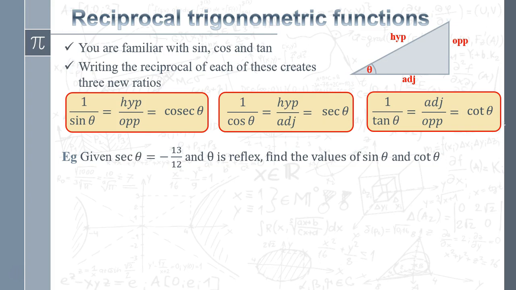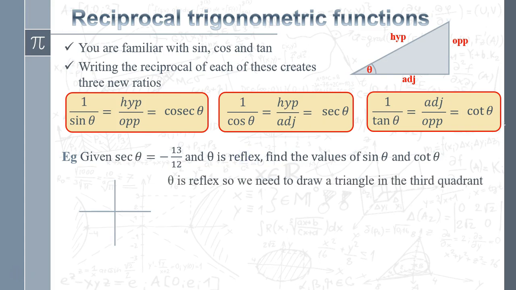Okay, a couple of ways of doing this, and you will see a different method a little bit later on. But for now, I'm going to stick to my personal favourite. Any time I've got a ratio given to me as a fraction, I draw myself a little sketch of the triangle. In this case, theta is reflex, so we need to be in the third quadrant. And I know it's going to be in the third quadrant rather than the fourth because we're looking at sec. Sec is 1 over cos, so it's the adjacent side that needs to be negative. That's the thing that tells me we're in the third quadrant, where the adjacent is negative.